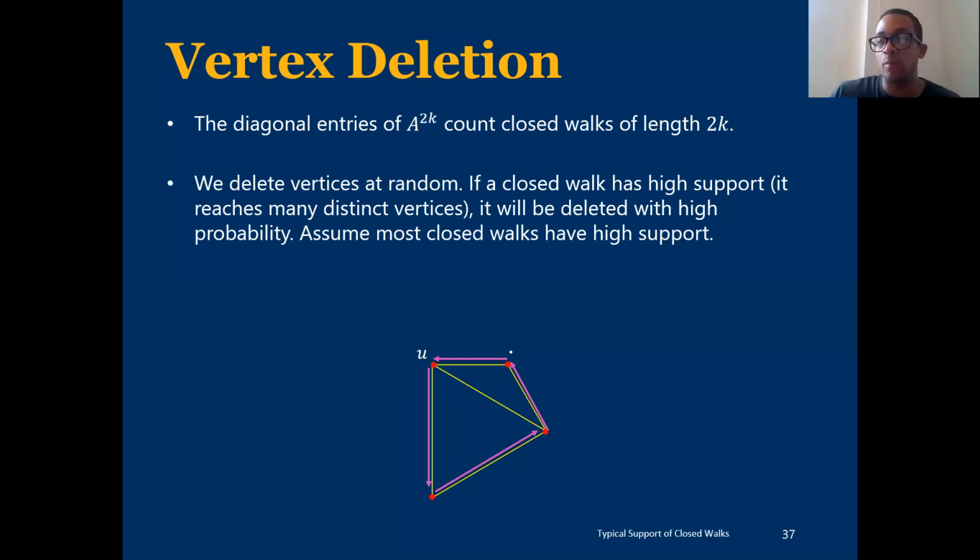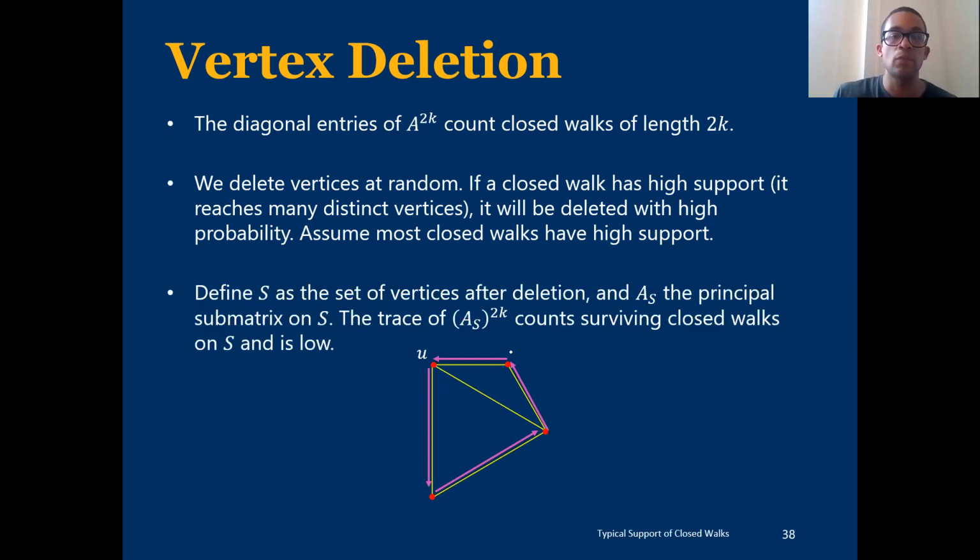So what we want to show, though, is that most of these closed walks are deleted if I delete vertices at random. Okay, so regardless, what do I have left? So let's call S the set of vertices after deletion, and A sub S is the principal submatrix on S. Then the trace of A sub S to the 2K just counts the surviving closed walks on S. But what we said is that we've deleted most of our closed walks when we did this random vertex deletion. So what that means is that the trace, which just counts the surviving closed walks, is now low.